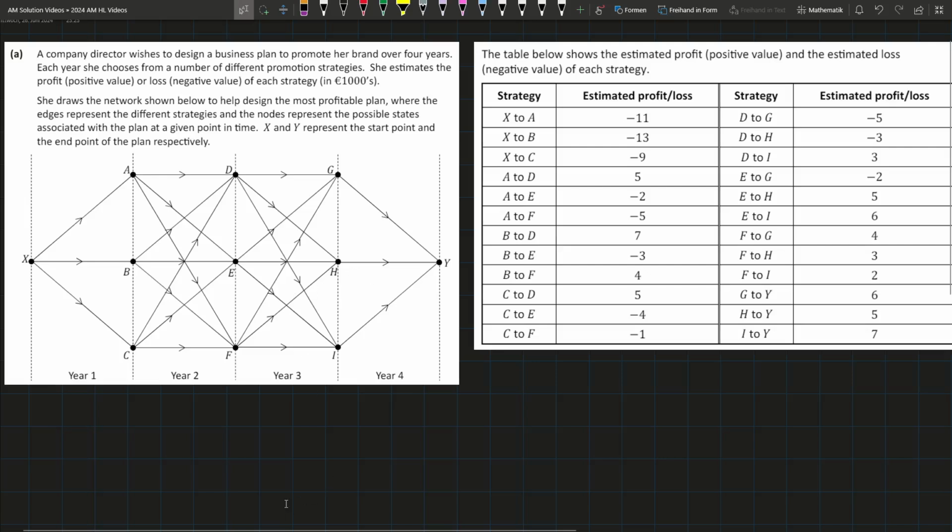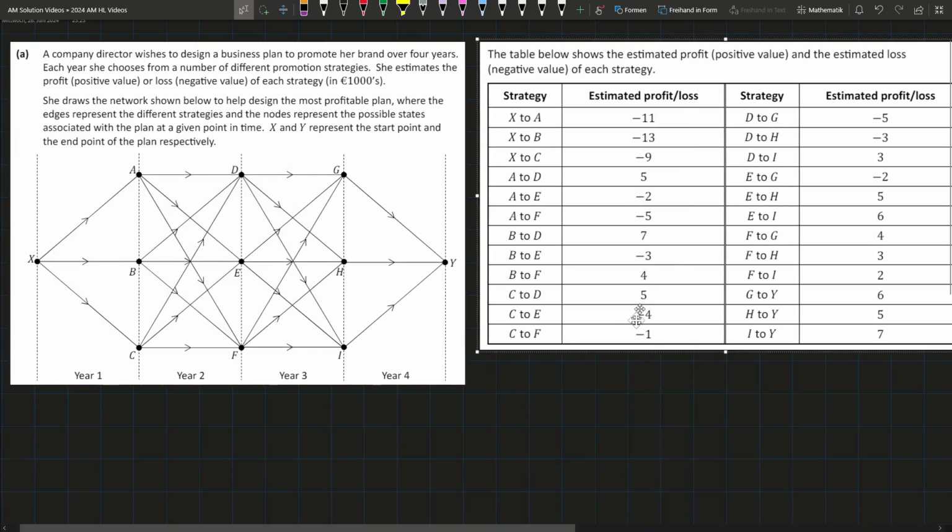Question 8 starts off with dynamic programming. Basically, there's this person designing a plan and they want to maximize the profit. Each of these numbers is in thousands, and there's a bunch of different strategies here. And here's the cost of each strategy. So the first thing that I did is I wrote in all the numbers onto the diagram, and then I did dynamic programming on the diagram because it's nice and easy to do it that way.